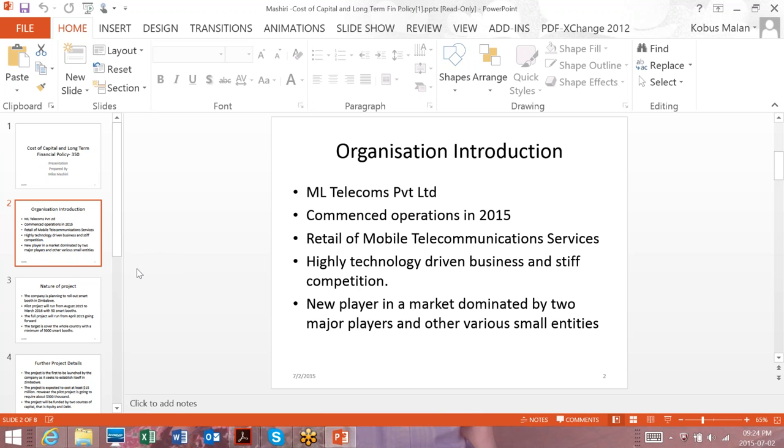Okay, yeah. The name of the organization is ML Telecommunications Private Limited, which commenced its business operation in the year 2015. The nature of business is retail of mobile telecommunications services. The industry here in Zimbabwe is high technology driven and competitive. ML Telecommunications is a new player in a market dominated by 2 major players, and there are also various small entities in the industry.